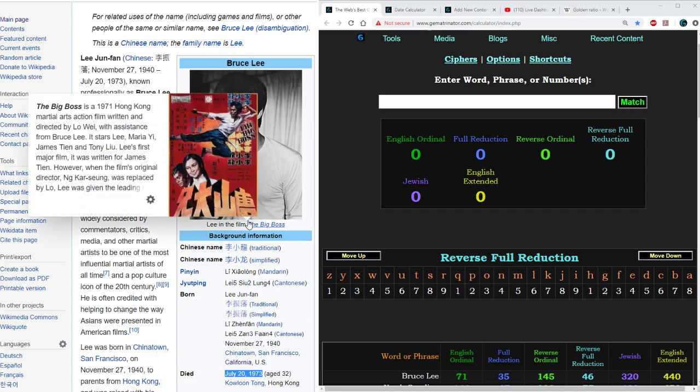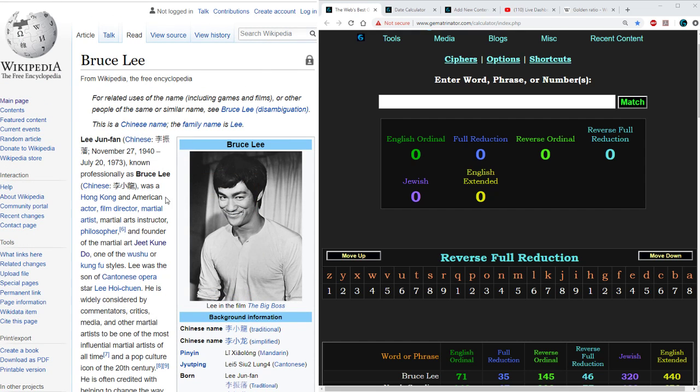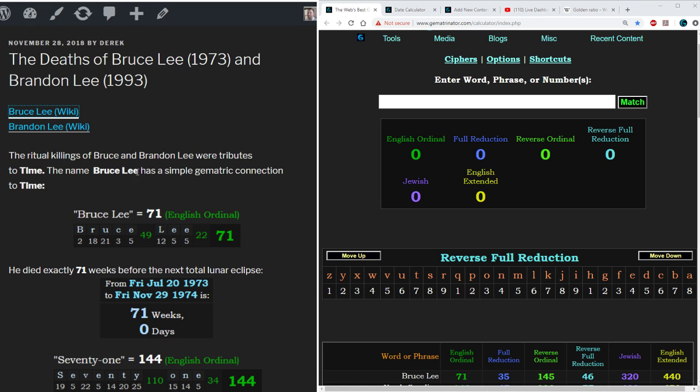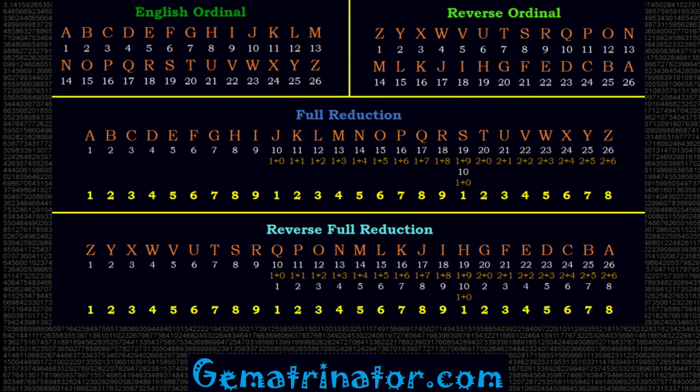So we're going to talk about the numbers of time that are significant and how the deaths of these two men were a tribute to those same numbers. Now, to begin, the language of Gematria is very simple. We start with the alphabetic order on the top left. We call this English ordinal, where each letter is numbered relative to its position in the alphabet, 1 through 26.